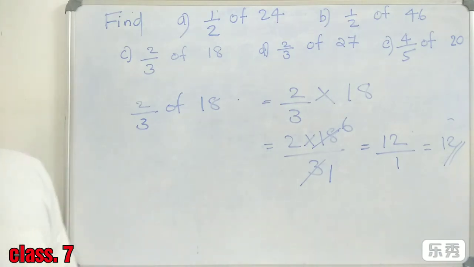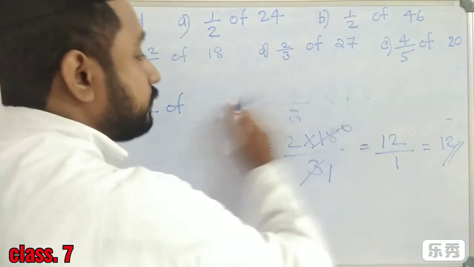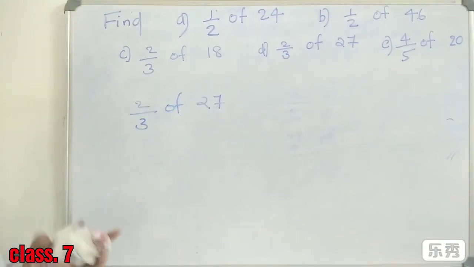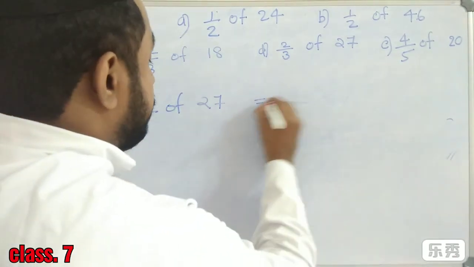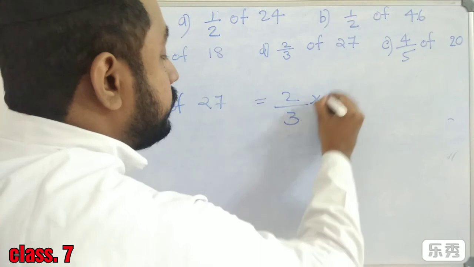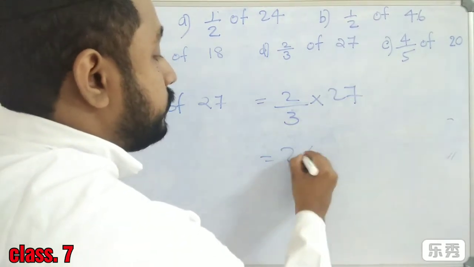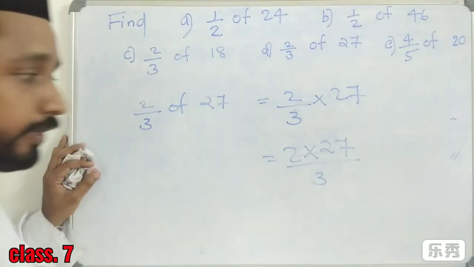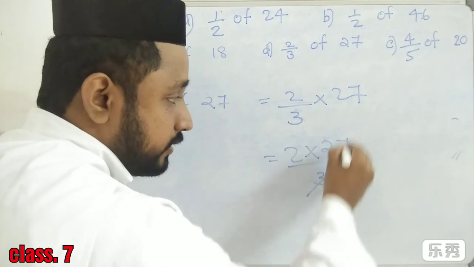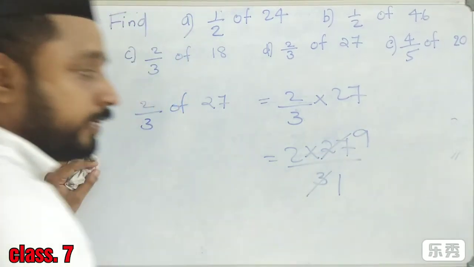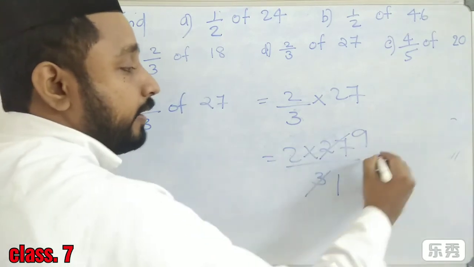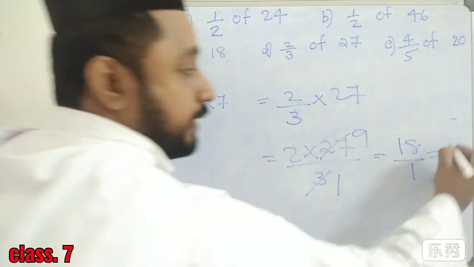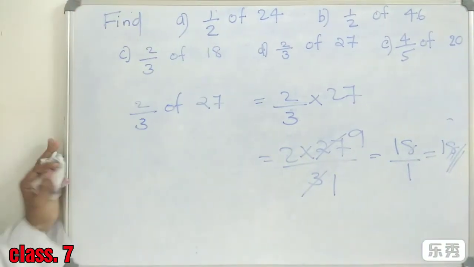Next question is 2 by 3 of 27. 2 by 3 of 27 is equal to 2 by 3 into 27, which is equal to 2 into 27 by 3. We can cut with 3. 1 here, 9 here, 9 into 3 is 27. So 2 into 9 by 1, that is 18 by 1. So the answer is 18.